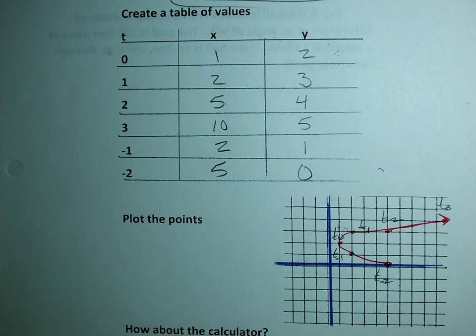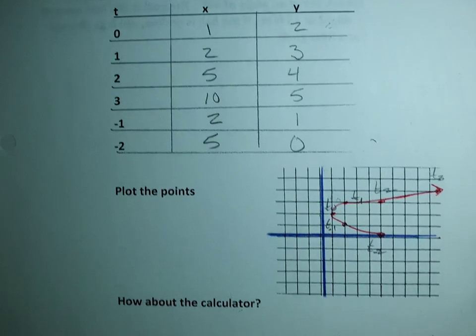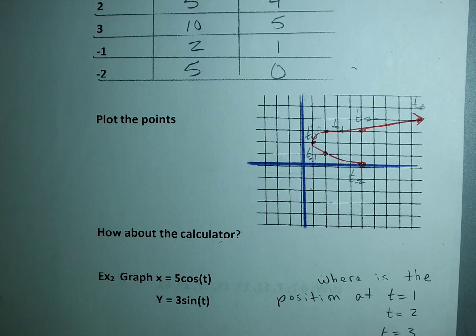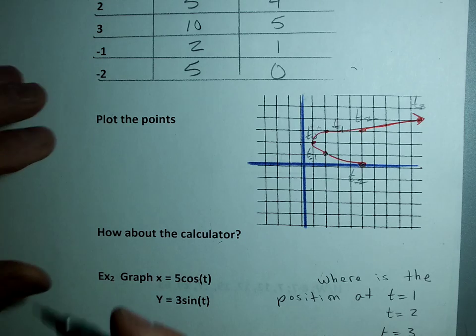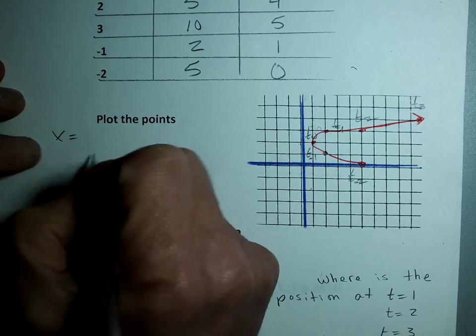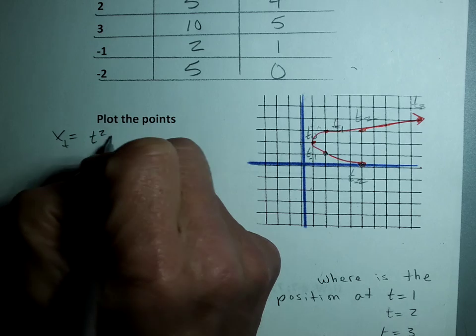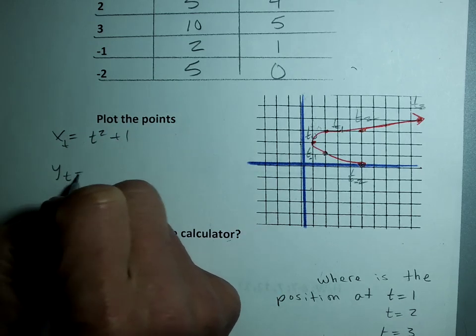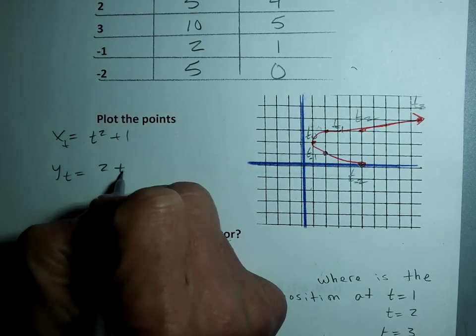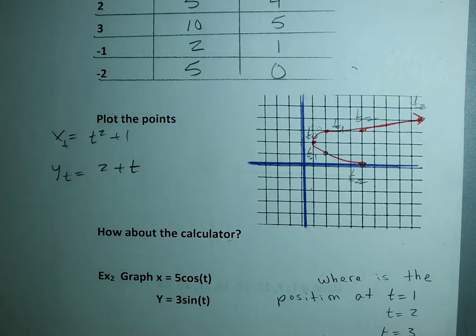Now, can we put this in the calculator? Heck yeah, we can. So to graph it in the calculator, what we do is this. Let's take a look at our two equations. We have x of t equals t squared plus 1, and y of t equals 2 plus t. And we can put them in our calculator and get this exact same graph.